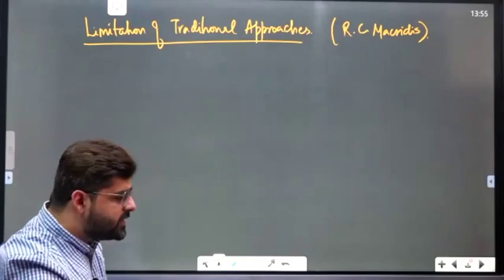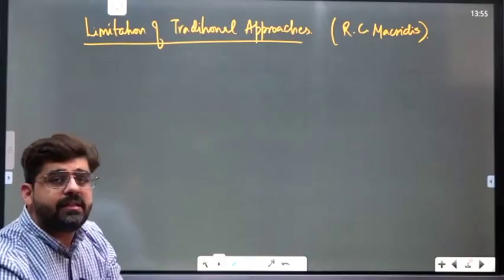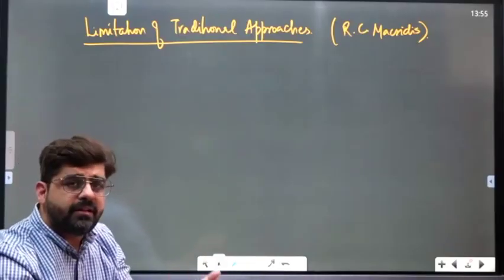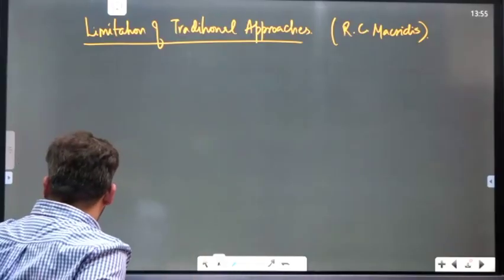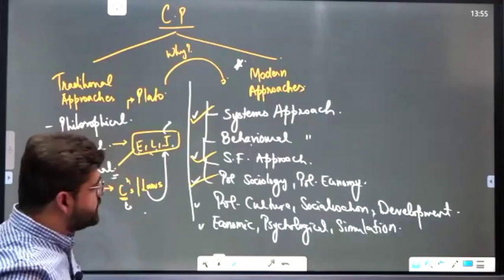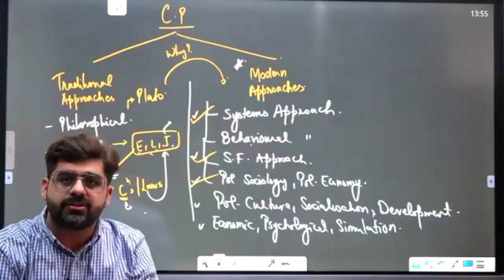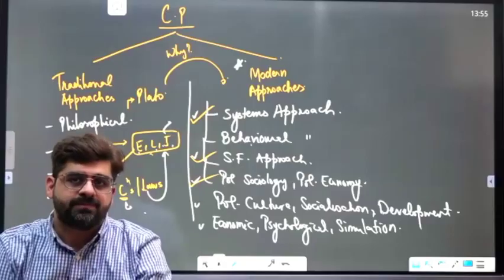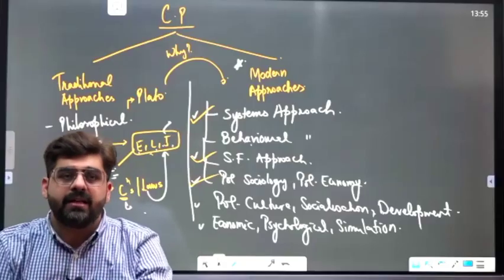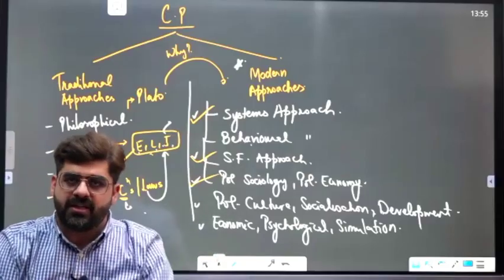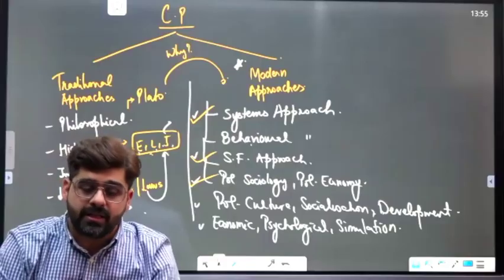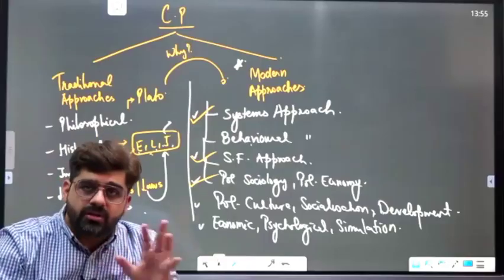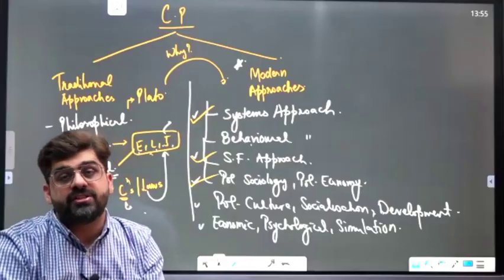Why is he criticizing this approach? Because he is writing in the 1950s, and he's saying, why are you all still deploying these approaches: philosophical, historical, legal, and institutional? Because these approaches are not going to reveal the reality to us. What is the reality? The reality is a new world has come up altogether. A new philosophy altogether has come up, which is challenging things.